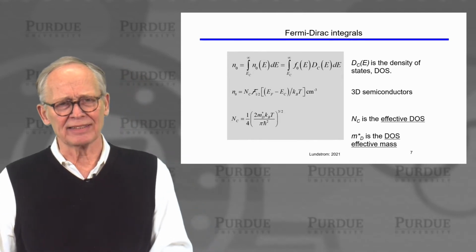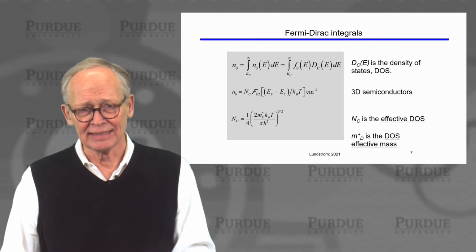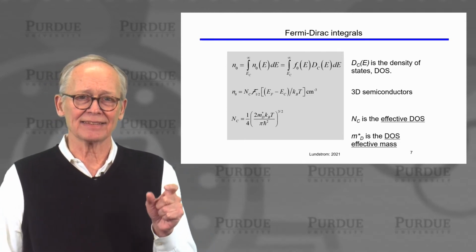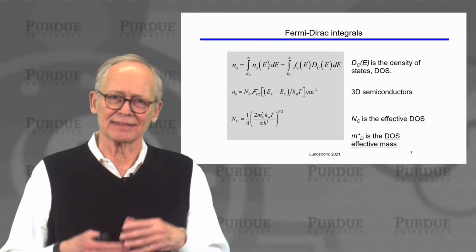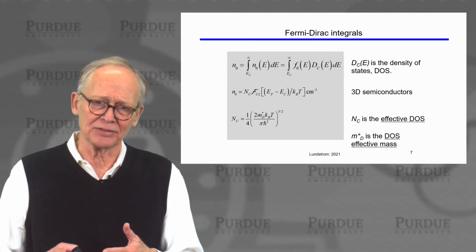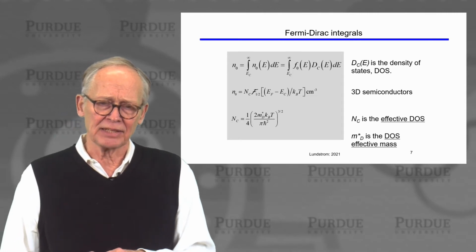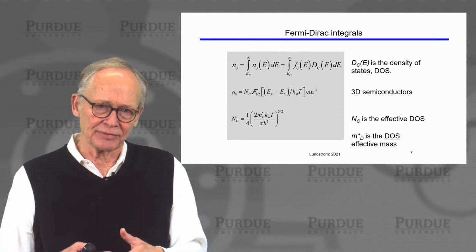Well, what is this quantity m sub d star? This is known as a density of states effective mass. It's not an actual effective mass. It's not related to the curvature of the bands as we discussed earlier, but it's some combination of effective masses.